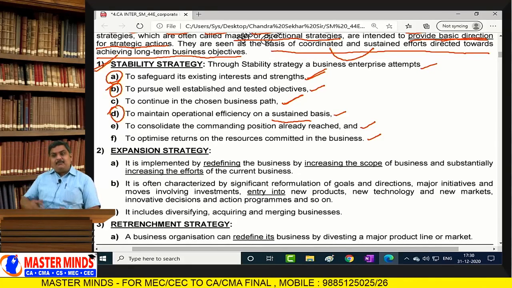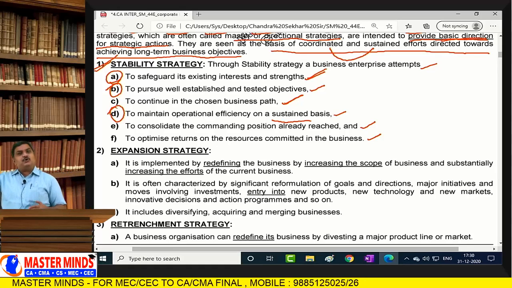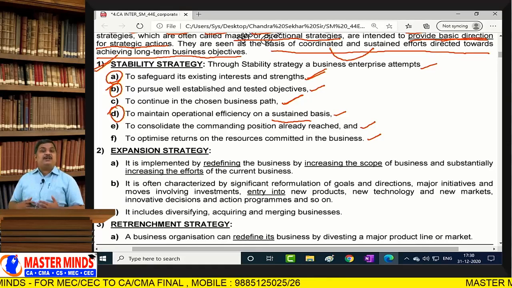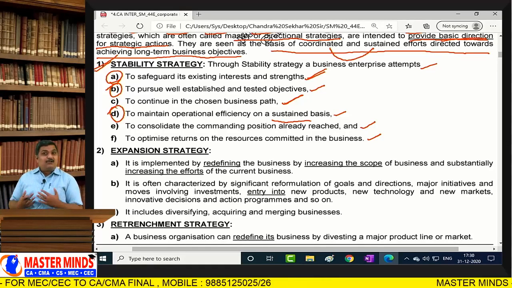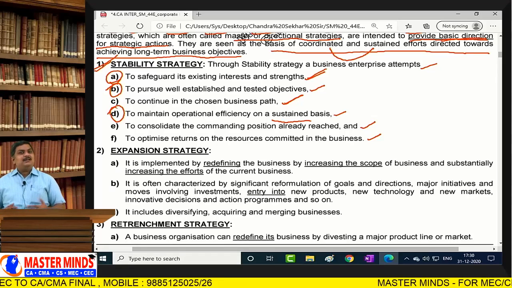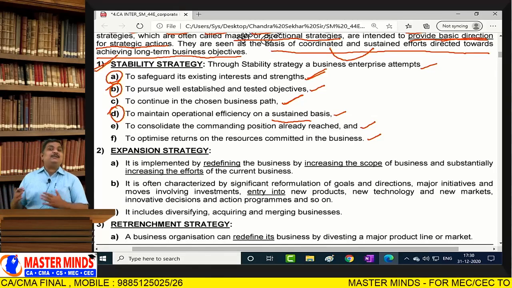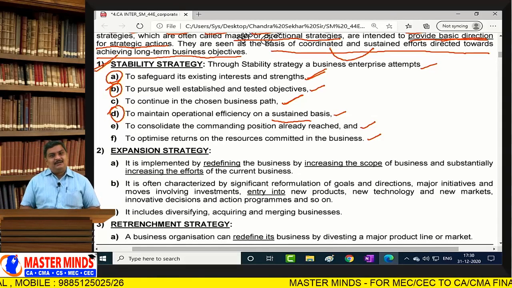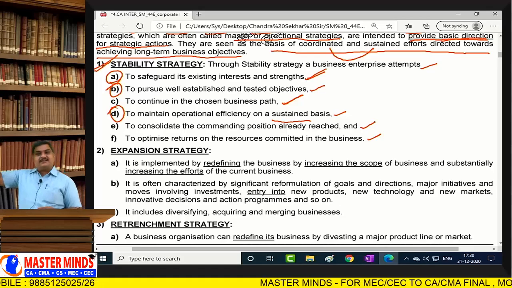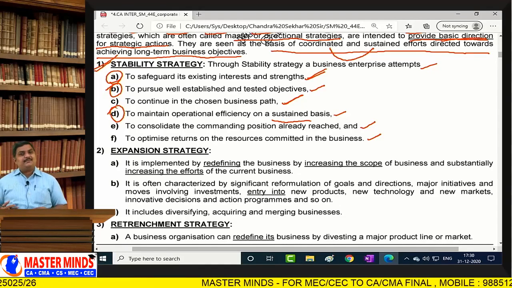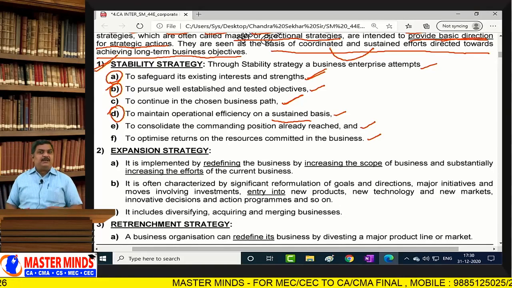See, for example, my income is not increasing. There is no scope for my income to increase. But I want to live comfortably. What should I do? I should cut down my costs and I should increase my savings. Isn't it? The same logic applies here. Then only I can be stable. I am talking about individual level. For example, my salary is fixed. Okay, there is no scope for my salary to increase. But still I want to live comfortably.